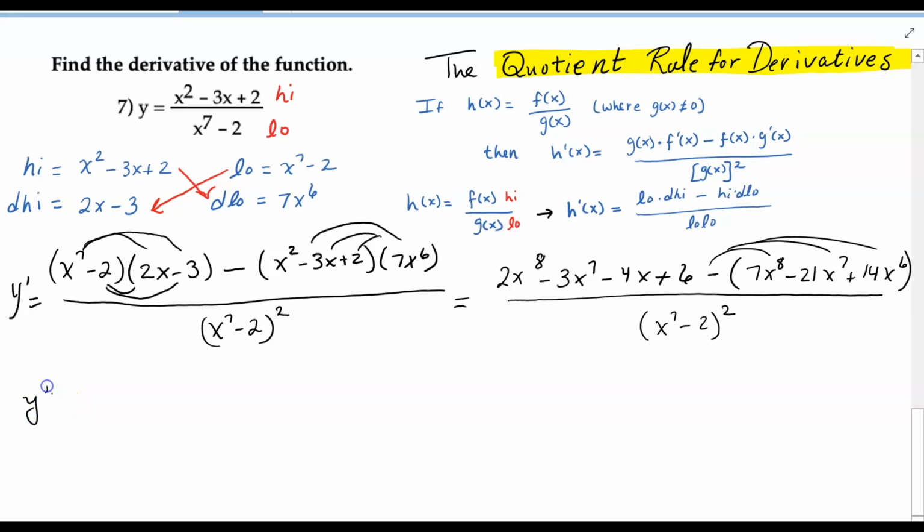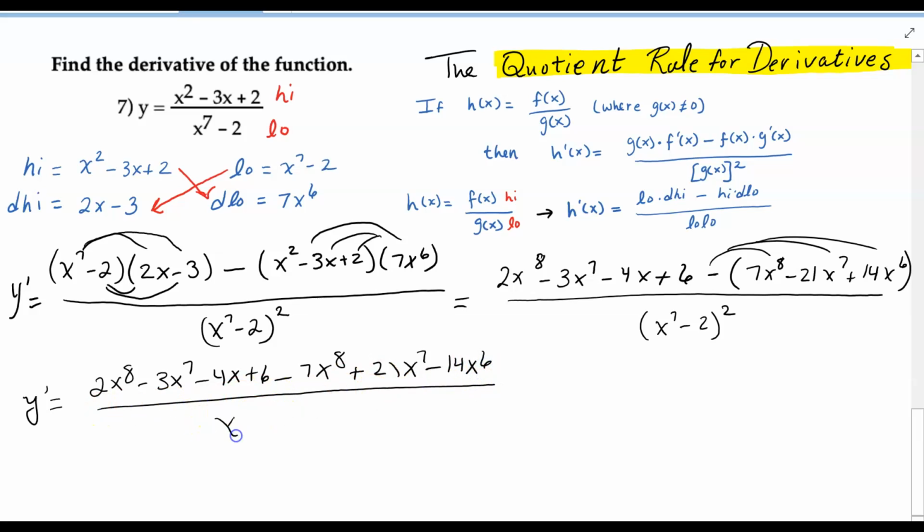So what does this y prime continue to look like? 2x to the 8th minus 3x to the 7th minus 4x plus 6 minus, when we distribute, 7x to the 8th plus, when we distribute, 21x to the 7th minus 14x to the 6th, all divided by x to the 7th minus 2 quantity squared. So now I'm going to combine my like terms. I see a 2x to the 8th minus 7x to the 8th. So that's going to give me a negative 5x to the 8th.